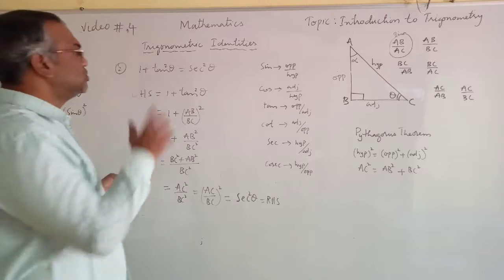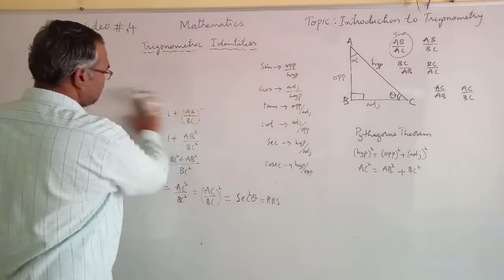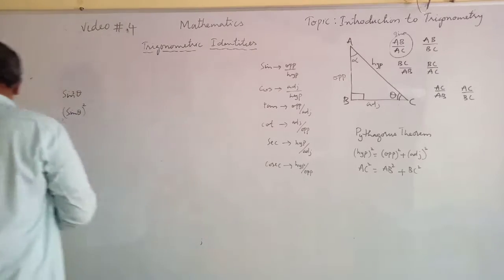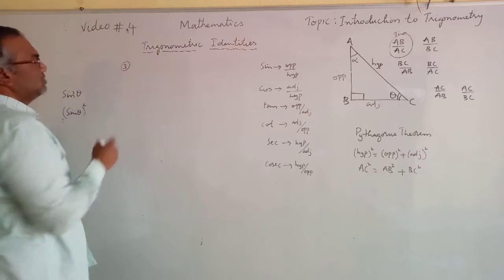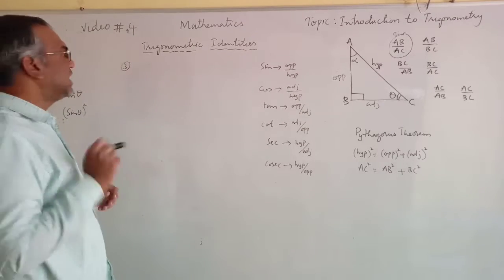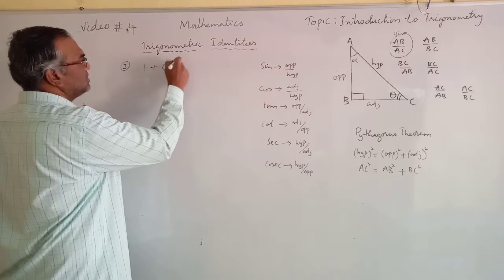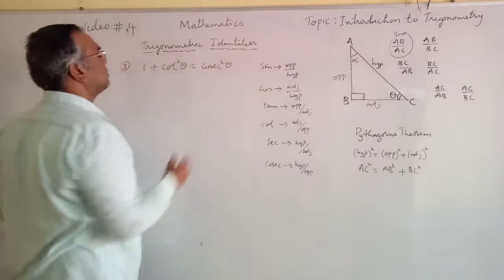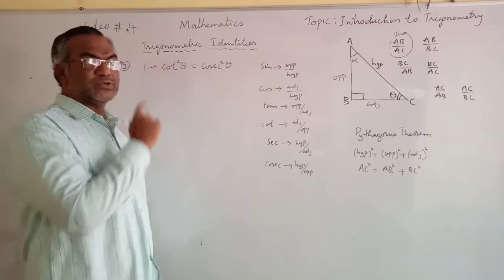Now let's go to the third identity. You can pause the video and note down the relations. And the third identity is 1 plus cot square theta is equal to cosec square theta.